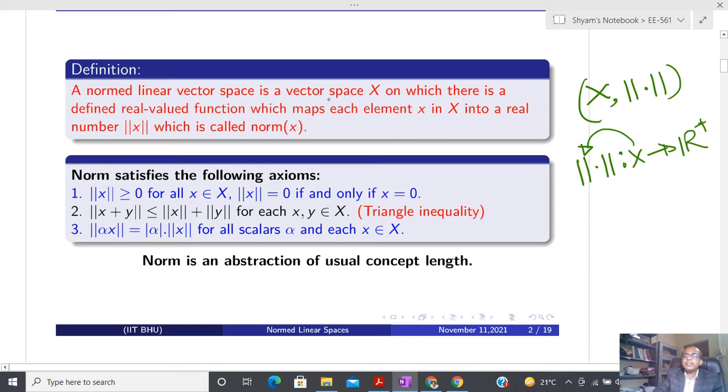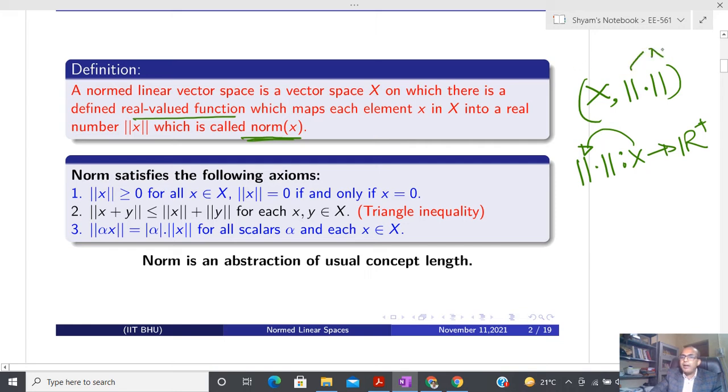The same thing I have written: a normed linear space is a vector space X on which there is a defined real valued function. What is a real valued function? If you take any element from this space, and I have already told you that a space may contain column vectors, functions, or matrices, and you apply the operator to a specific element, you finally get a positive number, which is a real number. So this operator maps to a real valued function.